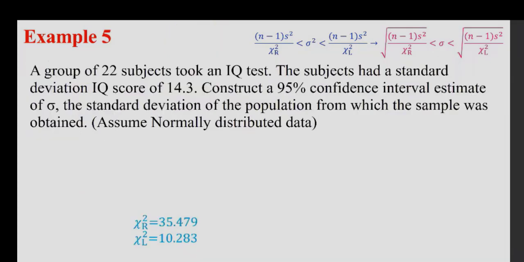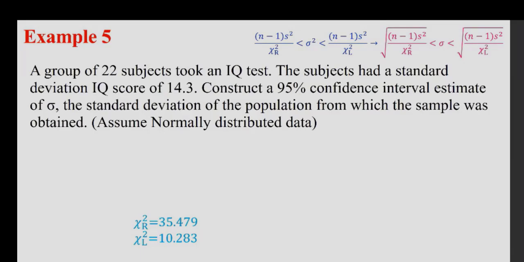Here's the next one. A group of 22 subjects took an IQ test. The subjects had a standard deviation IQ score of 14.3. Construct a 95% confidence interval estimate of the standard deviation of the population from which the sample was obtained. Assume normally distributed data.